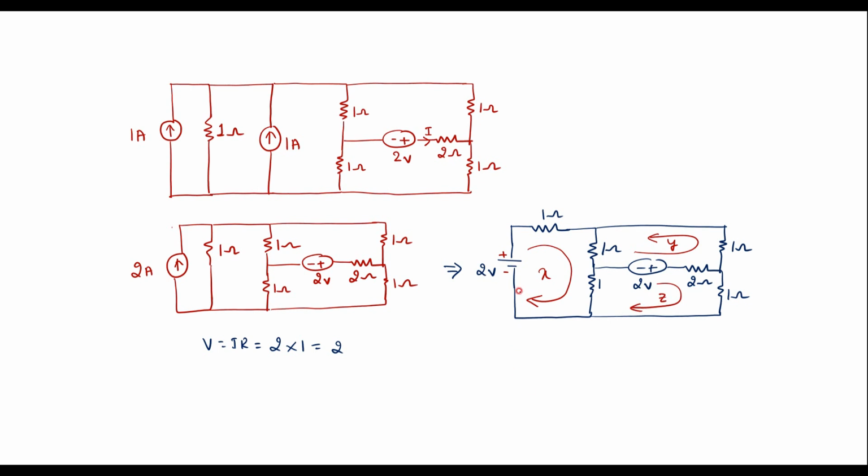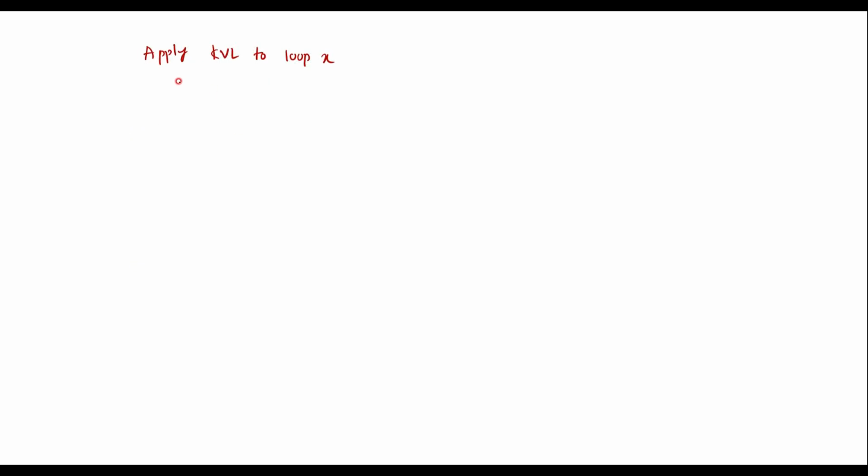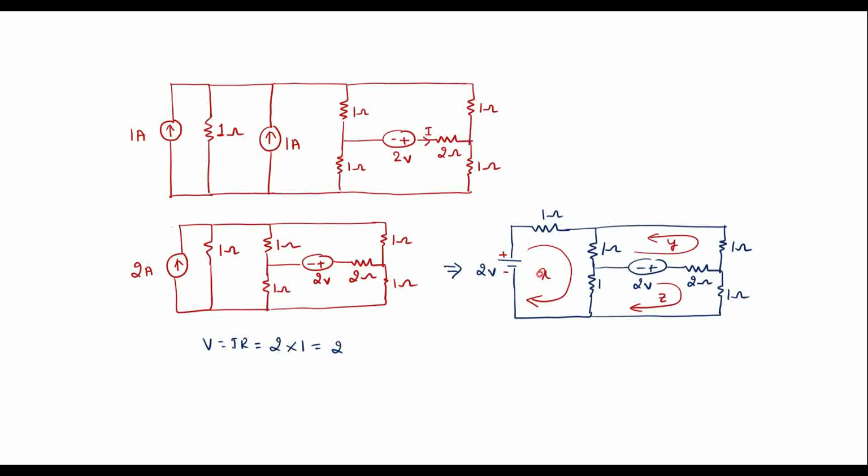So now let me apply KVL to each loop. Let me apply KVL to loop X, that is apply Kirchhoff's voltage law to loop X. So now we are supposed to apply KVL to this loop. Start from the voltage source, keep voltage source on left hand side, that is 2 is equal to, now move along with the direction of current.